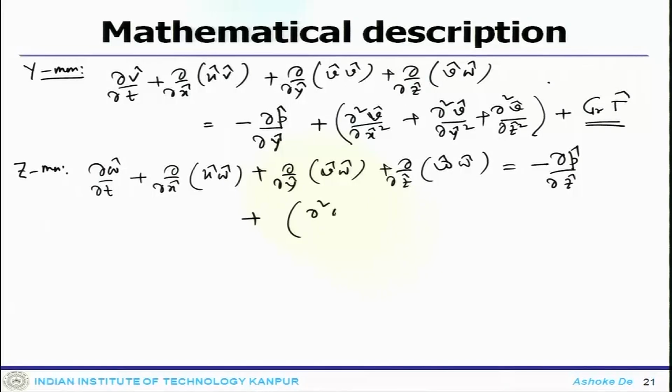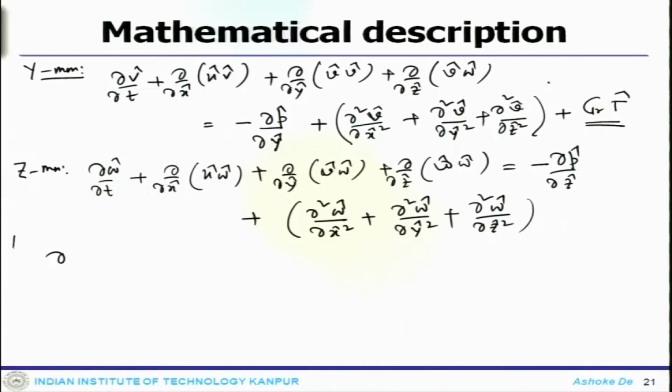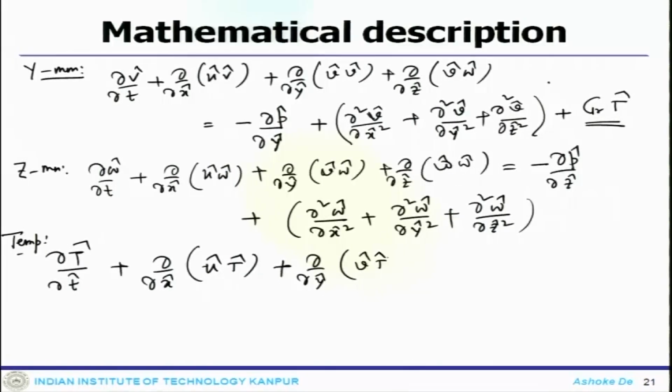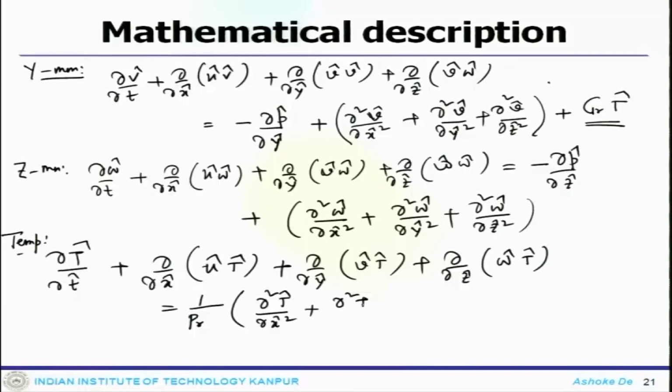Plus the diffusion term. And the temperature equation becomes del t hat by del t plus del y hat p hat t hat plus, equals 1 by Prandtl number into del t hat square plus del 2 square.